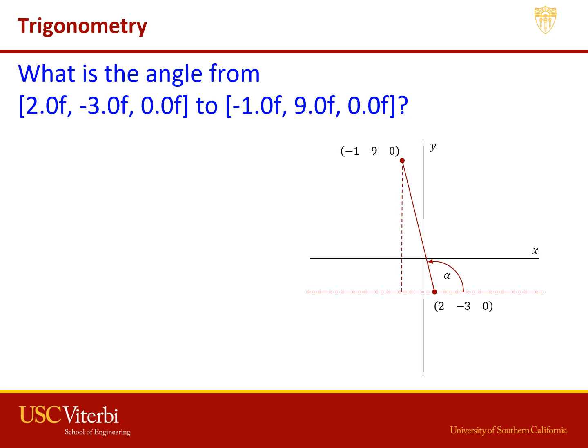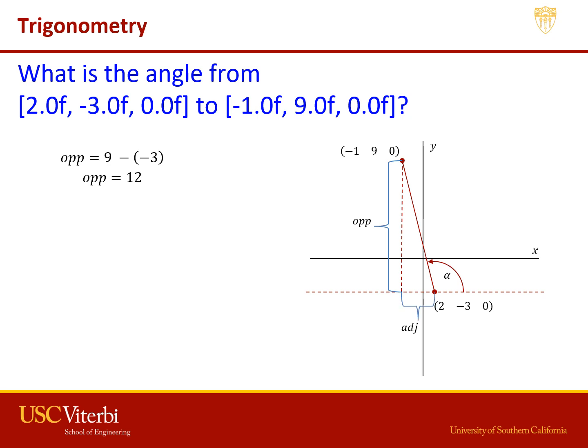Okay, let's make a right triangle. So I'm just going to drop straight down to make a right triangle. Now this side is pretty easy to see is the opposite. And what is that? That is simply 9 minus 3, or 12. Cool. How about the adjacent?